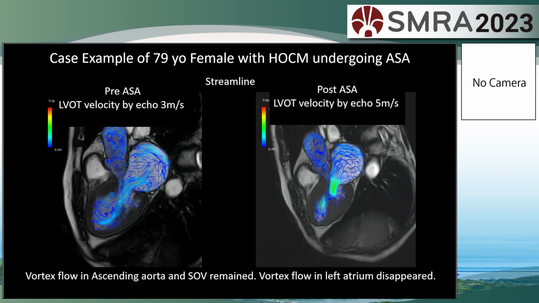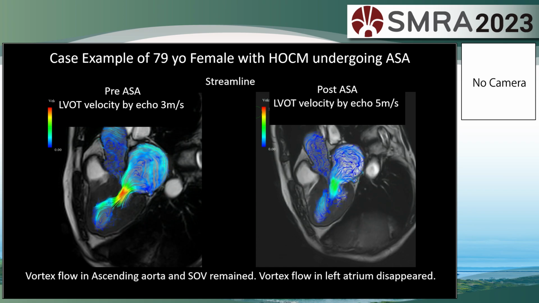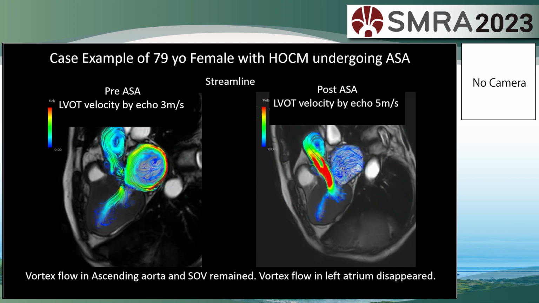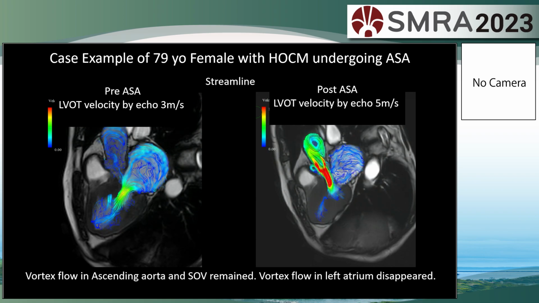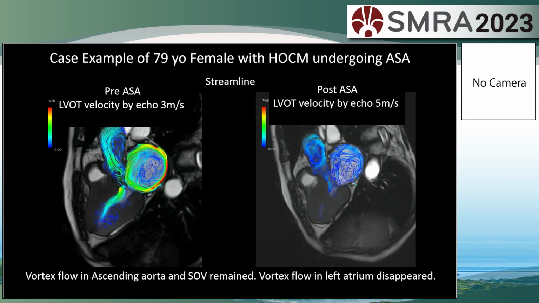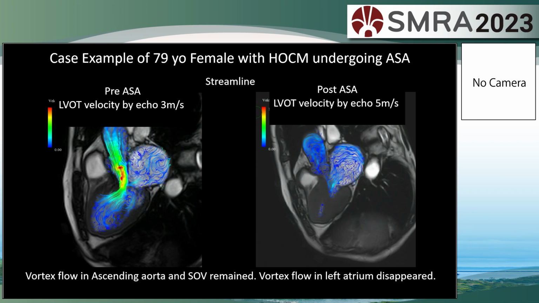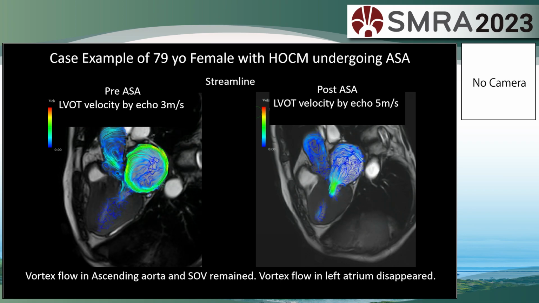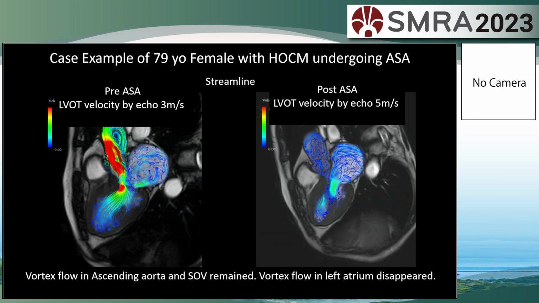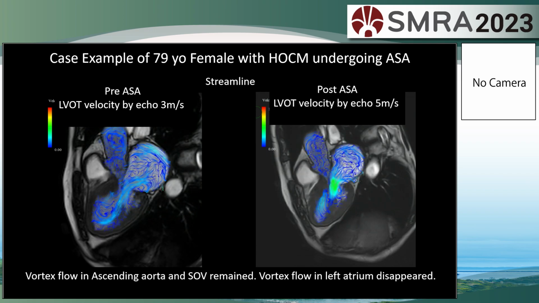This image is a case example with the patient whose alcohol septal ablation was not successful. The peak velocity increased after the procedure. On the left side, this image is before the procedure, and you can see vortex flow in ascending aorta, sinus of Valsalva, and left atrium. And after procedure, those vortex flows in ascending aorta and sinus of Valsalva remained, whereas left atrium vortex flow disappeared.